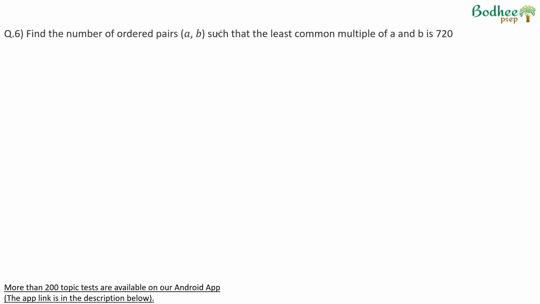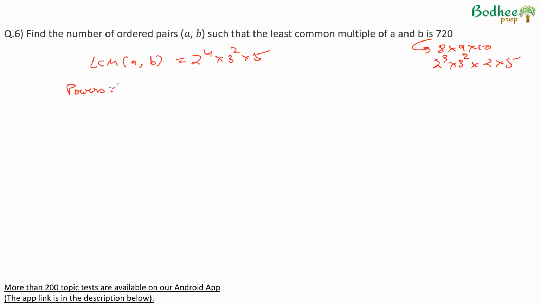Find the number of ordered pairs AB such that the least common multiple of A and B is 70. LCM of AB is 720, not 70. 720 can be factorized as 8 into 9 into 10, which is 2 cube into 3 square into 2 into 5. So the LCM has to be 2 raised to power 4 into 3 square into 5. Now, in this case, what we do is if we look at powers of 2, the cases possible are: A could have power of 2 as 2 raised to power 3, in which case B could be 2 raised to power 4.